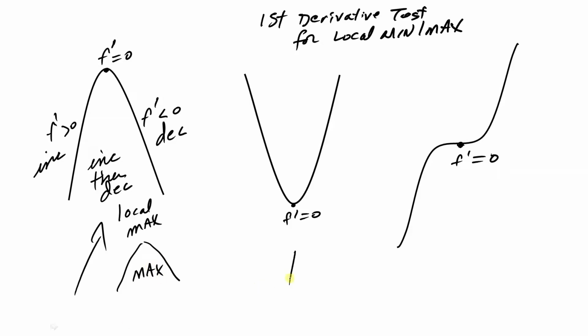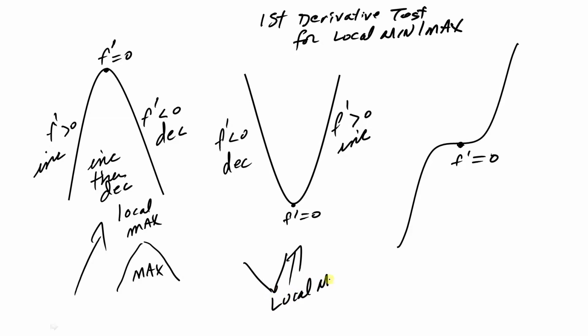In the second example, we have f prime is less than 0 and we know that it's decreasing. Then on the other side of the critical point, f prime is more than 0 because it's increasing. So if we have a decrease followed by an increase, we have a local min.